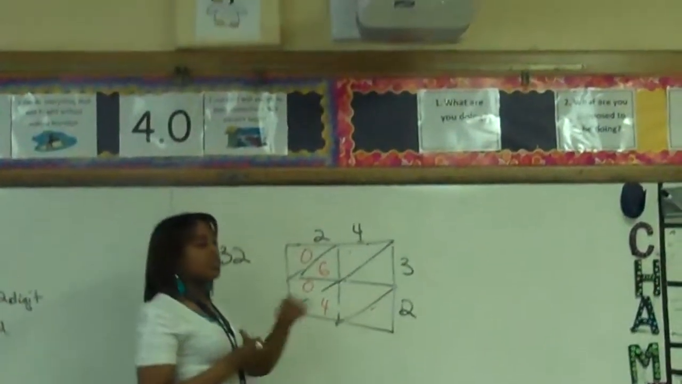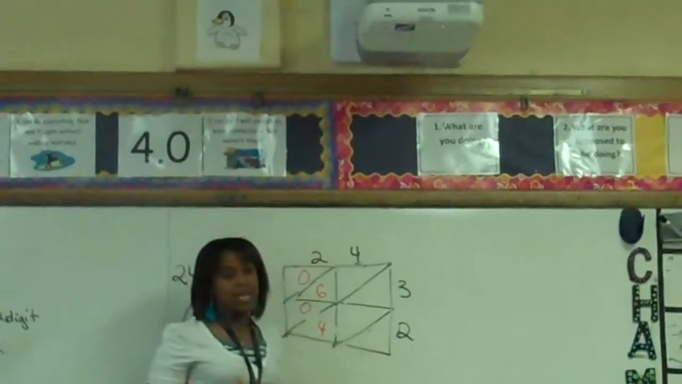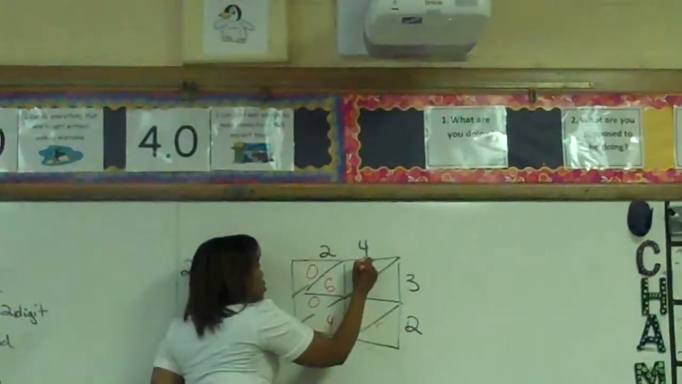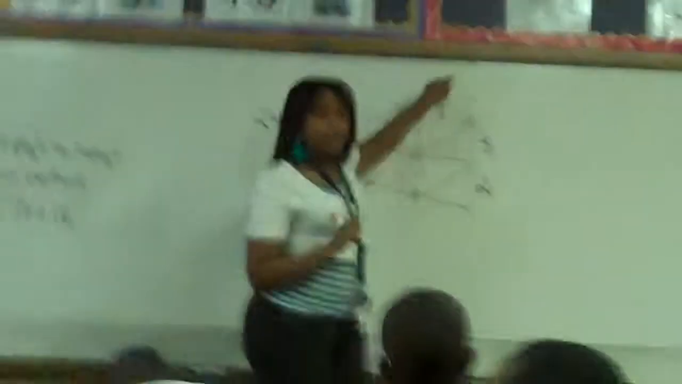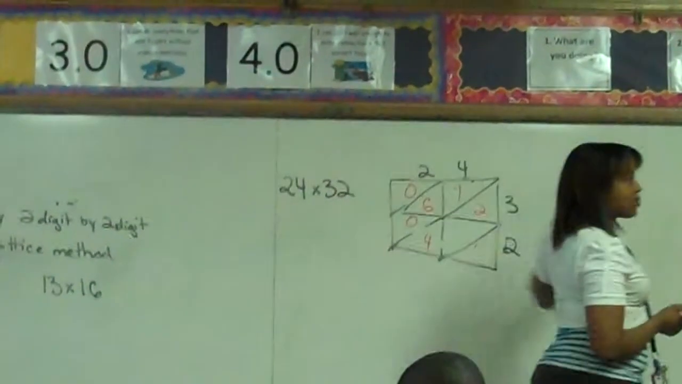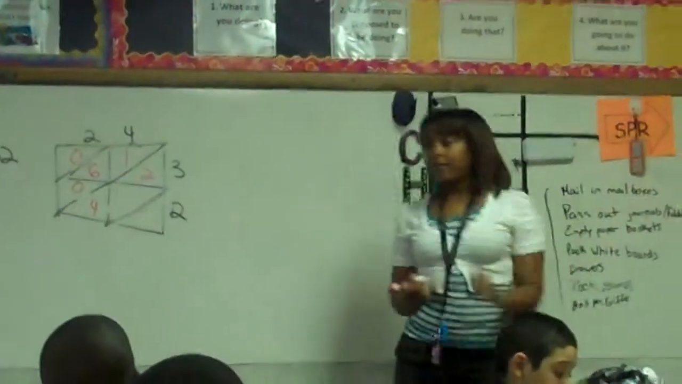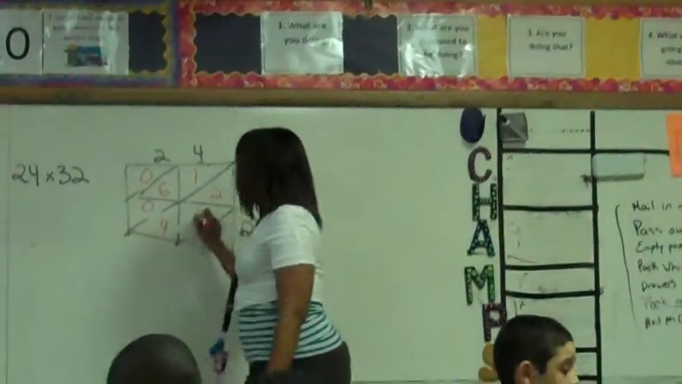4 times 3. 4 times 3 is? 12. So 1, 2. And then I got 4 times 2. 4 times 2 is? 8. So I put what? 8. 0, 8.